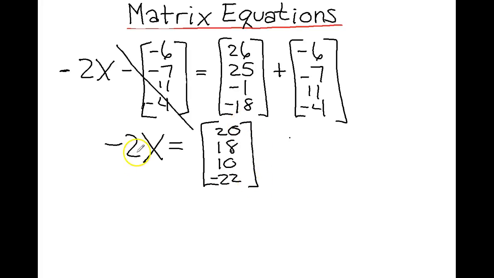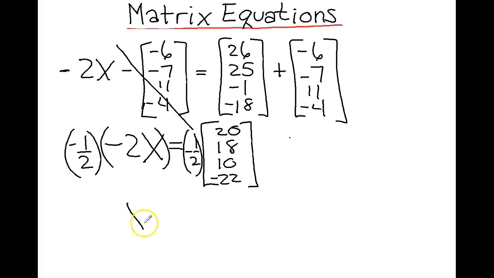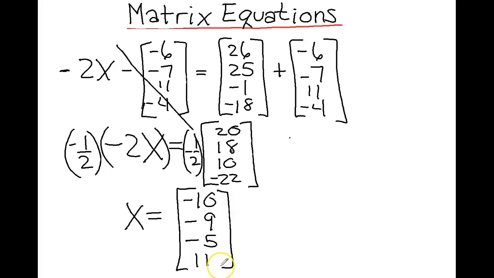So now all I need to do is get rid of our -2, so I'm going to multiply both sides by a -1/2. Alright, so -2 times -1/2 is a +1. So I have matrix X equals, I'm going to scale each of the elements inside by a -1/2, so I get -10, 10, negative 9, negative 5, and a positive 11.